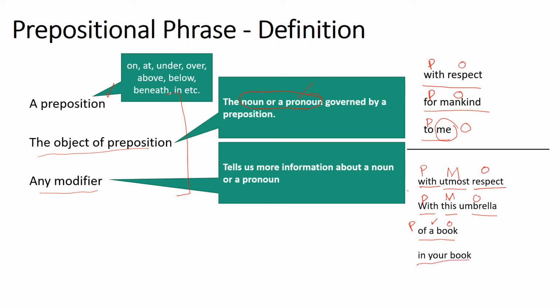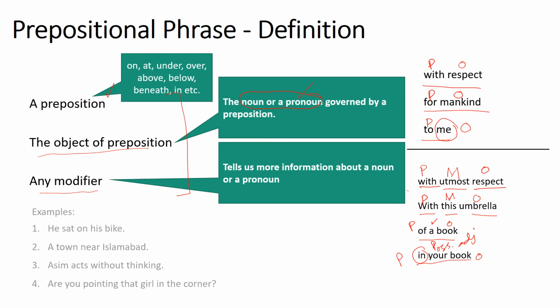Book is what? An object of preposition. So of a book is again a prepositional phrase. In your book, in this phrase, in is what? A preposition. Your is what? A possessive adjective. And we have an idea about possessive adjectives, that possessive adjectives can also be a modifier. They can act like a modifier, and book is what? An object of preposition and a noun. So story in a nutshell, in a prepositional phrase we can find a preposition, then a modifier, and then the object of preposition. Let me give you some other examples also.